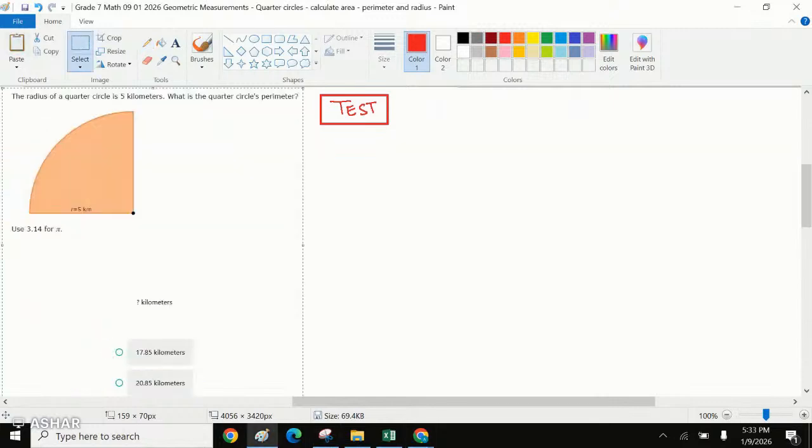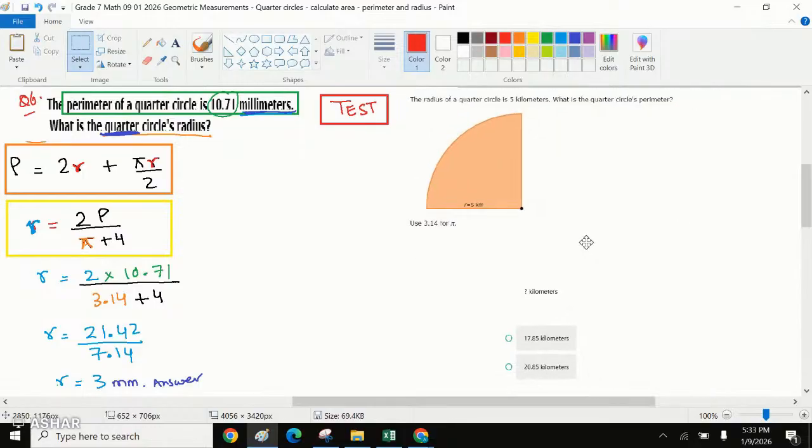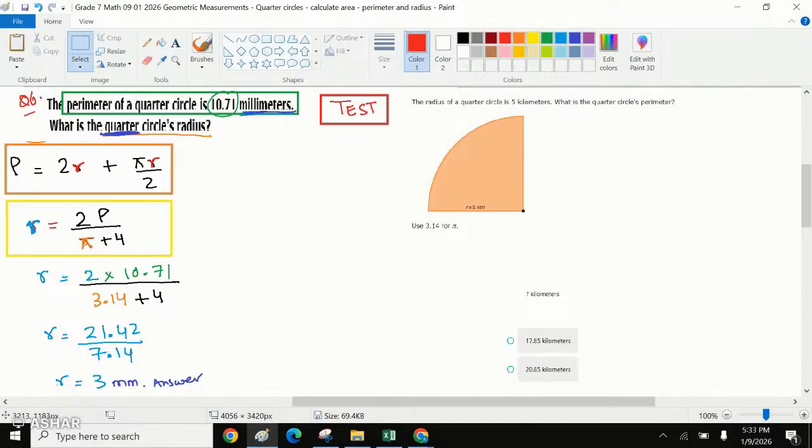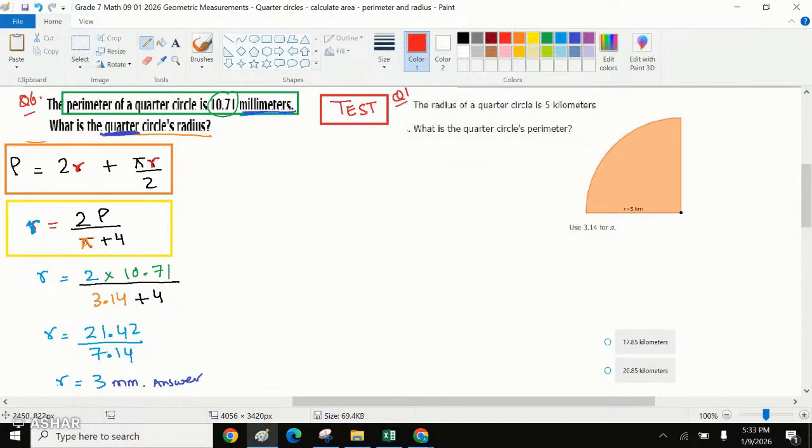I would want you people to help me out with this. Please help me out. Okay, this is given to us. I'll just rearrange this. Okay, these are the two answers given to us, and what they are asking us is the radius of a quarter circle is 5 kilometers, right? The question number 1. The radius of a quarter circle is 5 kilometers. What is a quarter circle's perimeter? Is it option A or option B?